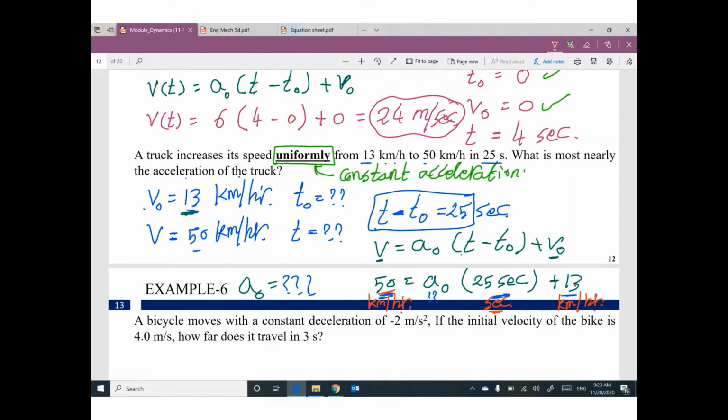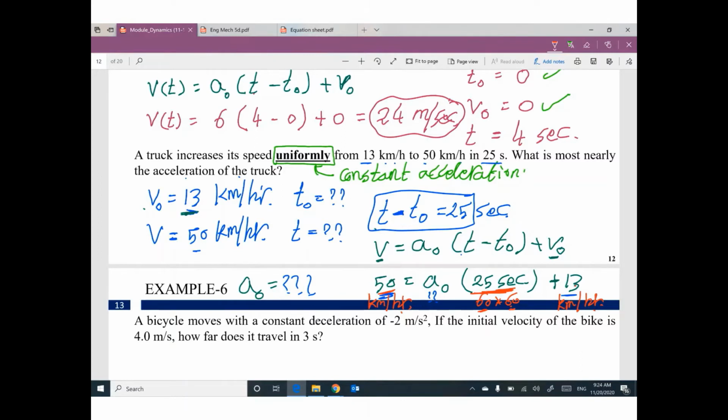I believe it's easier to convert 25 by dividing it by 60 and another 60. So for this one, I will divide 25 by 60 times 60. The first 60 to convert from second to minute. The second 60 to convert from minute to hour. Then I can get a number.